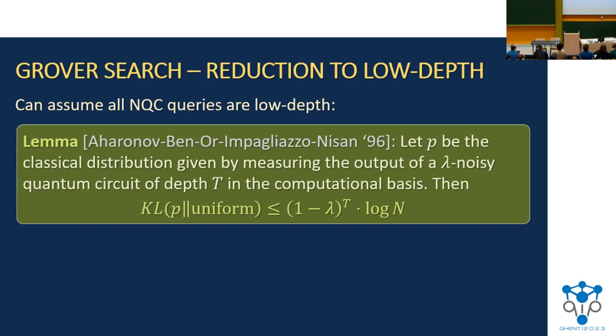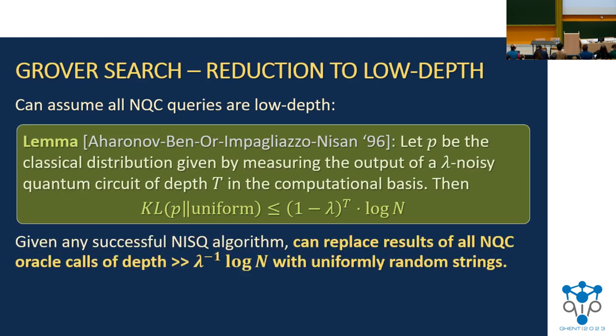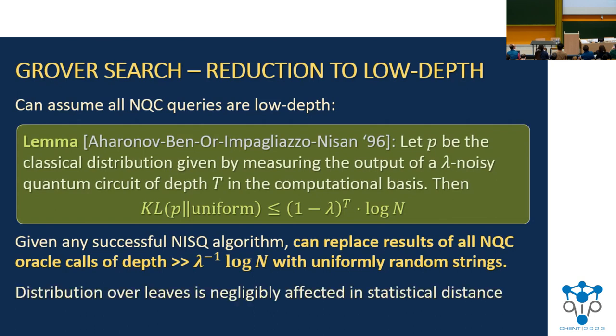Okay, so the point is, if I take T now to be roughly logarithmic in n, then the KL is going to be scaling with 1 over poly n, which means that if I take every part of my algorithm where I used a large depth NISQ call, and I replace that with just a draw from the uniform distribution, I'm not going to move the distribution over leaves by too much in statistical distance. Okay, so this is really formalizing the fact that I can just take all the instances where I used high depth computation and just throw them out the window. Like they're not giving me any meaningful statistical information.